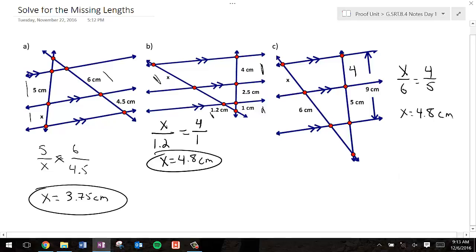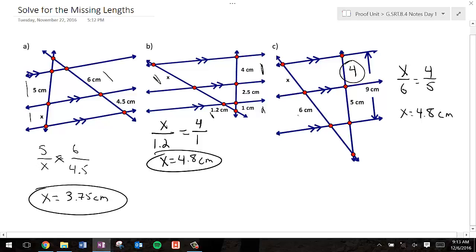And on the right-hand one, you have a couple different ways to do it. If you notice, I have this 4 centimeter located up here, just using segment addition. If the whole distance is 9 centimeters and they gave me 5 centimeters, I would subtract to get 4. And I set up my proportion left over left, top to bottom, just like I did in the other ones.